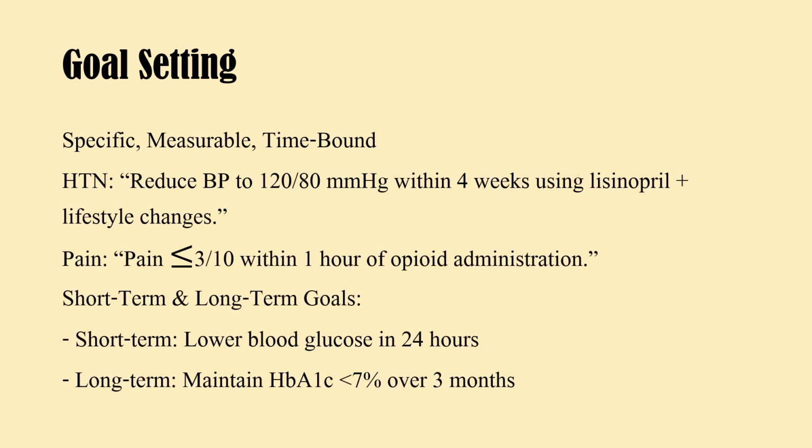Goal setting should be specific, measurable, and time bound. For example, reducing blood pressure to 120/80 within 4 weeks using antihypertensives, or decreasing pain to 3 out of 10 within an hour of opioid administration, with short term and long term targets in mind.